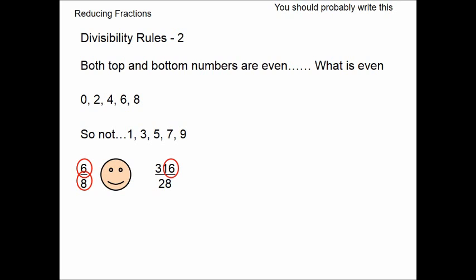So next, we're looking at the last number. So 6 is 0, 2, 4, 6, 8. 8 is 0, 2, 4, 6, 8. So those are both even. So yes, these both are divisible by 2.